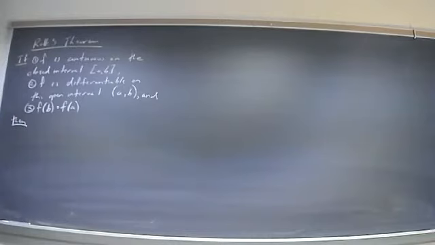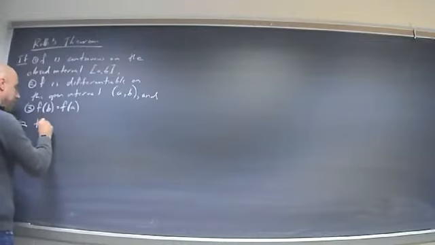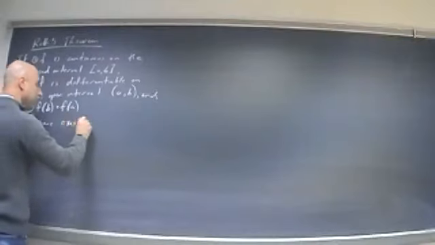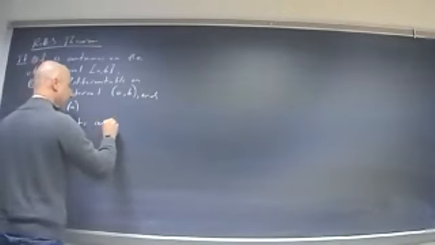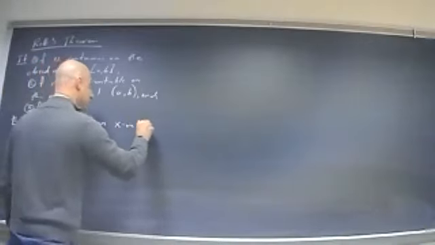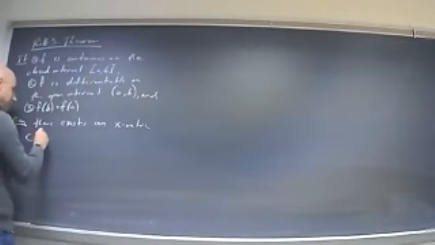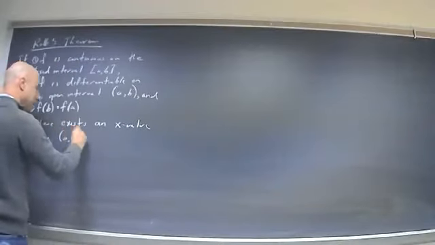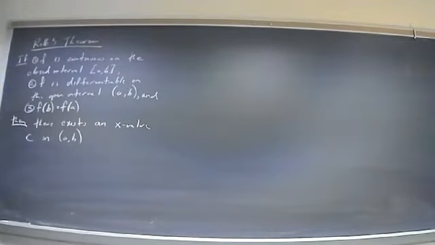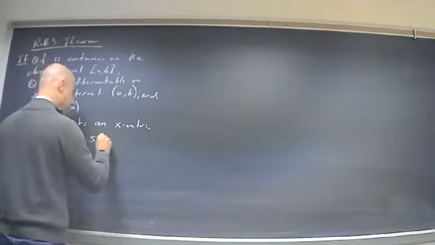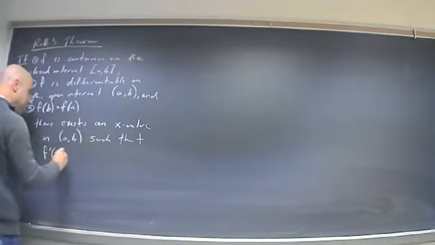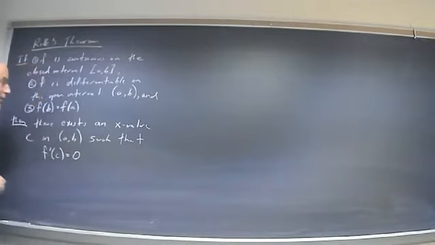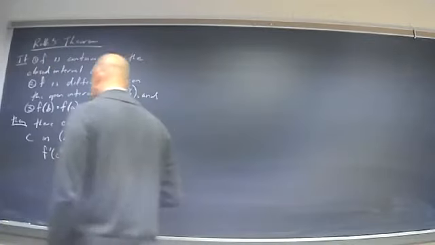Those are our three hypotheses, and our conclusion is there exists an x value C somewhere between A and B such that the derivative of C is 0. And we took a look at a picture of that last time to see why that should be true.